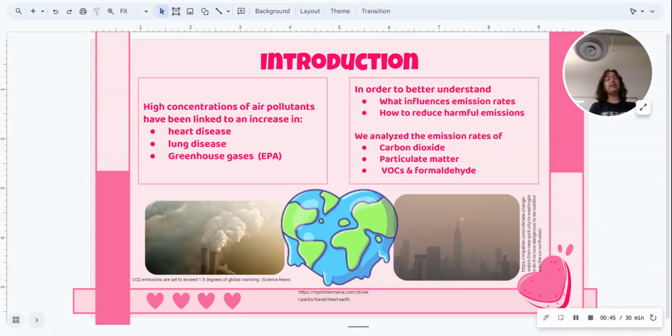This February, we learned that it's not just love in the air, but also pollutants. For example, carbon dioxide, particulate matter, and VOCs. High concentrations of these pollutants can cause various diseases and an increase in greenhouse gases. So in order to better understand what influences the emission rates of these pollutants and how to reduce harmful emissions, we in our lab studied what changes these different rates.